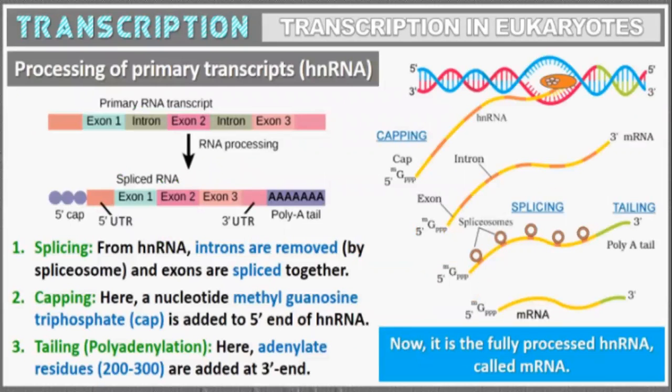Processing of the primary transcript, the hnRNA, involves three processes: splicing, capping, and tailing. In splicing, the introns are removed by the spliceosome, and the exons are spliced together. Removal of the introns and joining of the exons using the spliceosome is known as splicing, and the length of the RNA decreases in splicing.